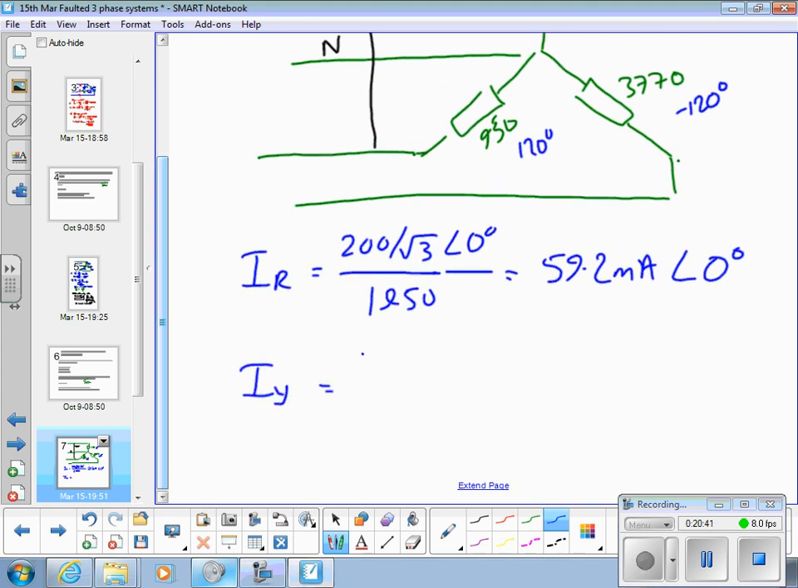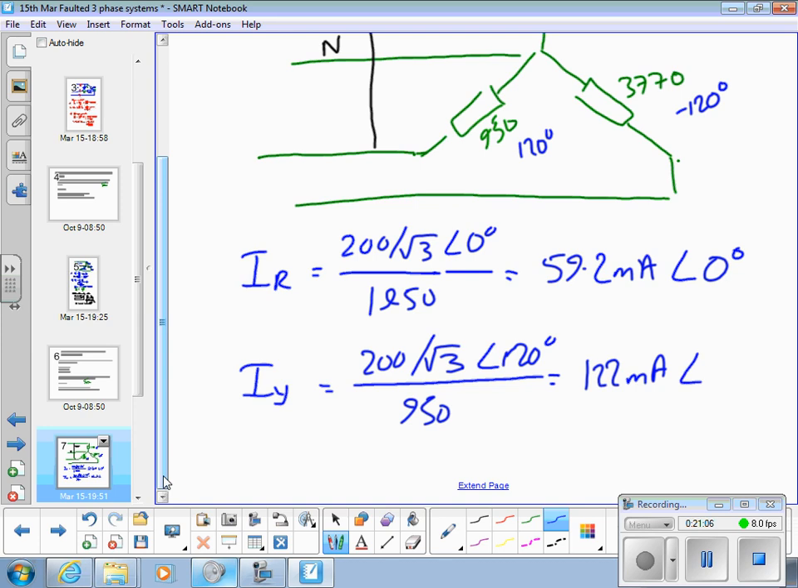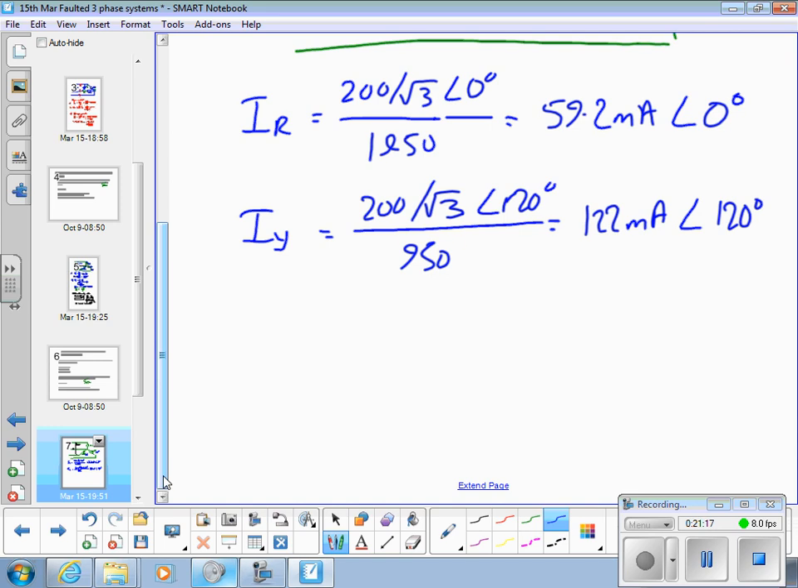Current in the yellow phase, again 200 over root 3, angle 120 degrees, over the 950 resistor, and I got a current of 122 milliamps, angle 120 degrees. So have you got currents of 120 odd milliamps? Your angle might be different, but at least for the 950 ohm one, you've got a current of 122 milliamps.